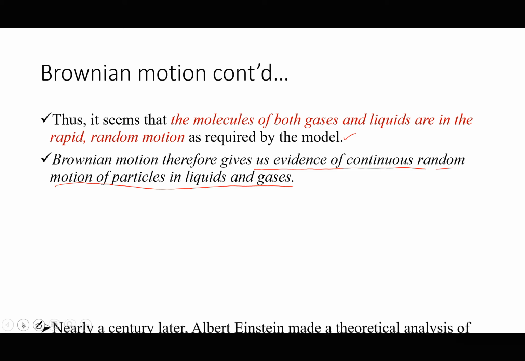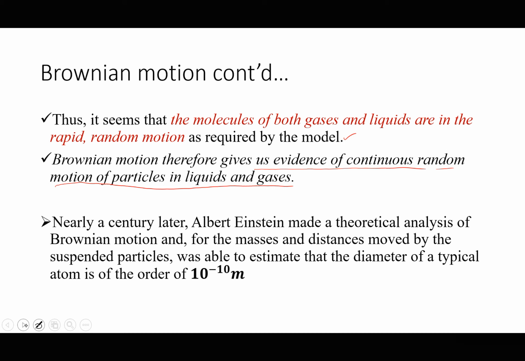Number three. So I said nearly a century later, Albert Einstein made a theoretical analysis of Brownian motion, and for the masses and distances moved by the suspended particles, he was able to estimate the diameter of a typical atom to be of the order 10 power negative 10 meters. And I said we are now familiar with this quantity. It's not something we are seeing for the first time. Okay, so let's proceed.